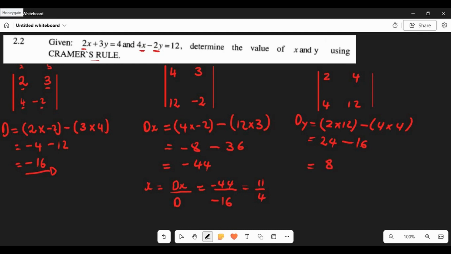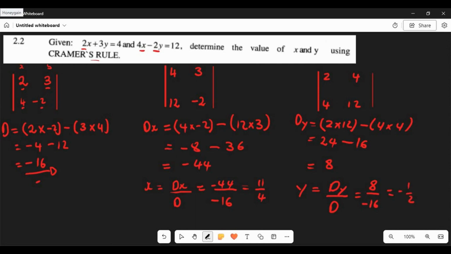Now when we find y, this is going to be dy over d. So what is our dy? We just calculated it. It's 8 divided by d. So our d is negative 16. So 8 over negative 16, and this is going to give us negative half.